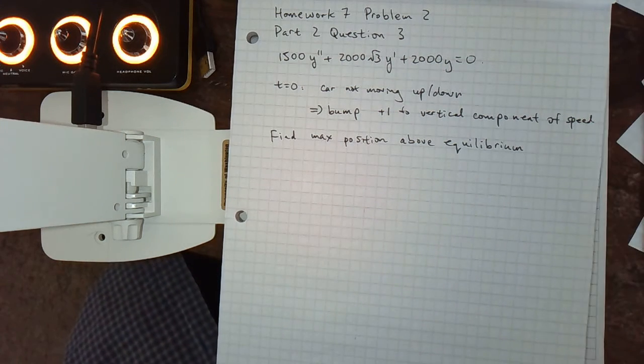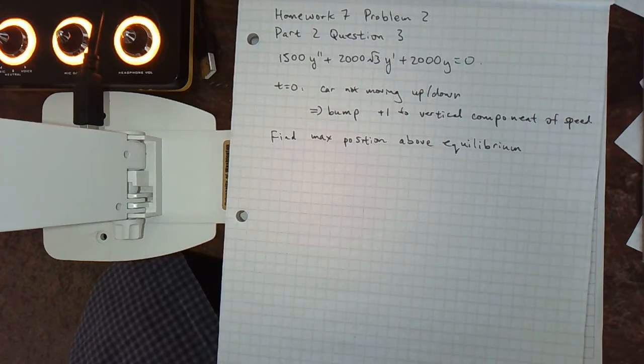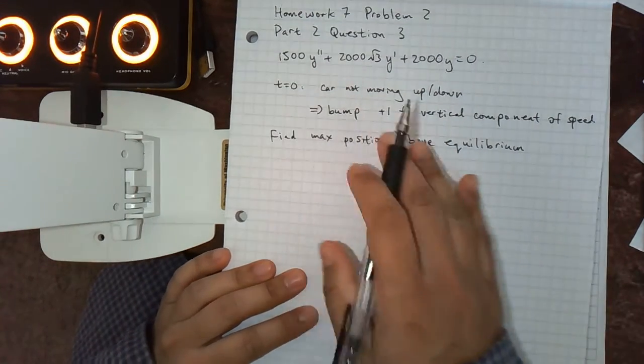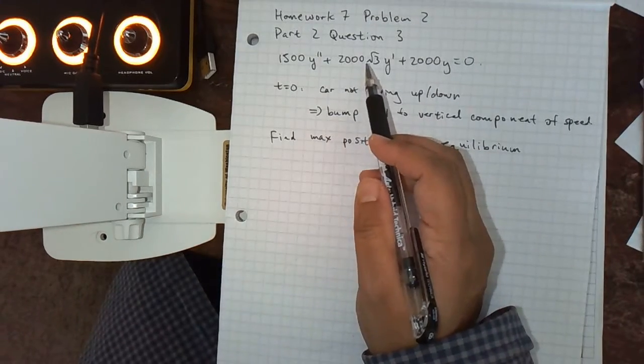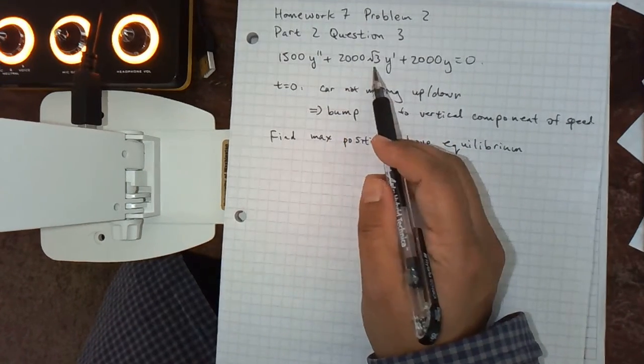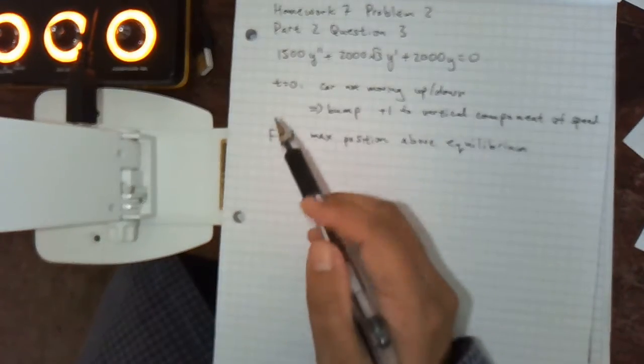Okay, last part of this question, and some of the difficulty here is interpretation. They give us the same thing as the previous problem, so the same differential equation. We've solved for gamma, it is 2000 root 3. This will give us a critically damped scenario.